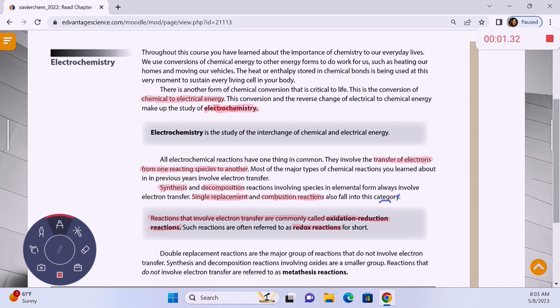Okay? Some reactions do not involve electron transfer at all. Double replacement reactions are the ones that do not. Okay? Sometimes synthesis and decomposition reactions that have compounds containing oxygen in them don't, but I'm going to leave that out for now. But reactions that don't involve electron transfer are called metathesis reactions. Okay, let's take a look at the next page.